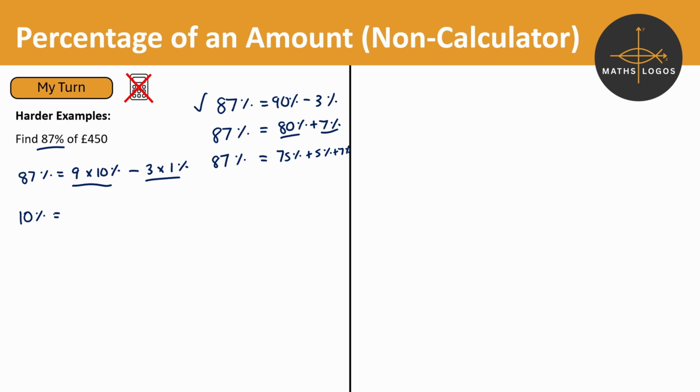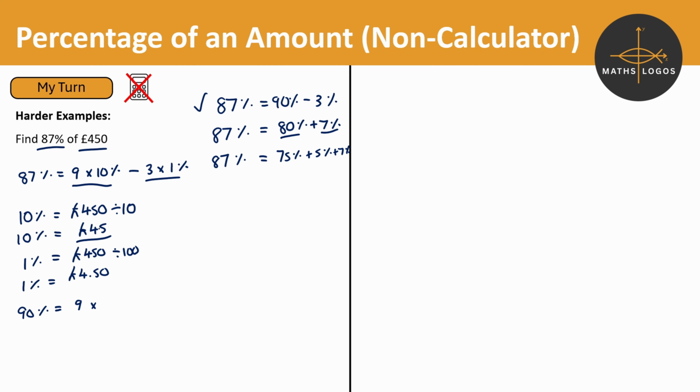10% is equal to my number, which is 450 pounds in this case, divided by 10. So 10% is 45 pounds. And then 1% is 450 divided by 100. So 1% is equal to £4.50. And now that I've got my 10% and my 1%, I can start to construct what I want. Let's start by looking at 90%. So 90% is going to be 9 multiplied by 10%, which was 45.